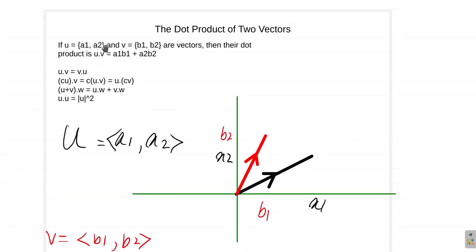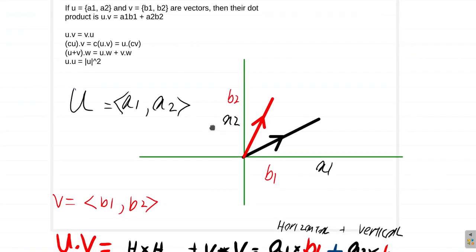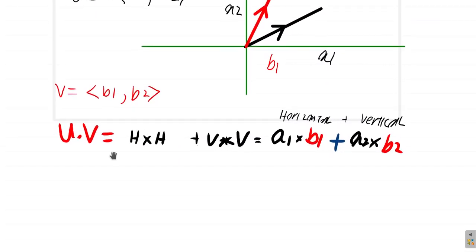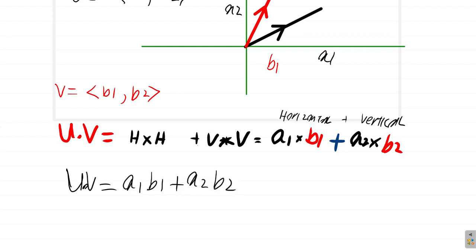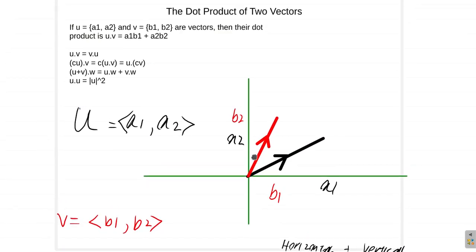So you have a1, the horizontal for u, times b1, the horizontal for v, plus a2, the vertical for u, times b2, the vertical for v. So that is the dot product. So u dot v is equal to a1b1 plus a2b2. That's the dot product there as you have it. All right.